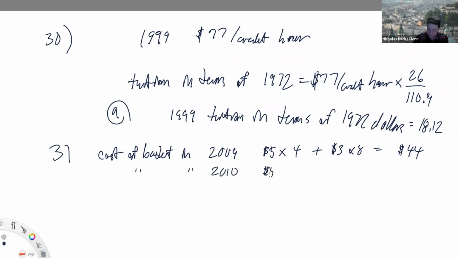Well, what about the cost of the basket in 2010? Well, there it's $5.50 times 4. Prices went up. Remember, you use the same basket for hot dogs, $3.30. 8 hot dogs, we're going to use the same basket like we said. And so that gives us $48.40. That's the cost of the basket in 2010.